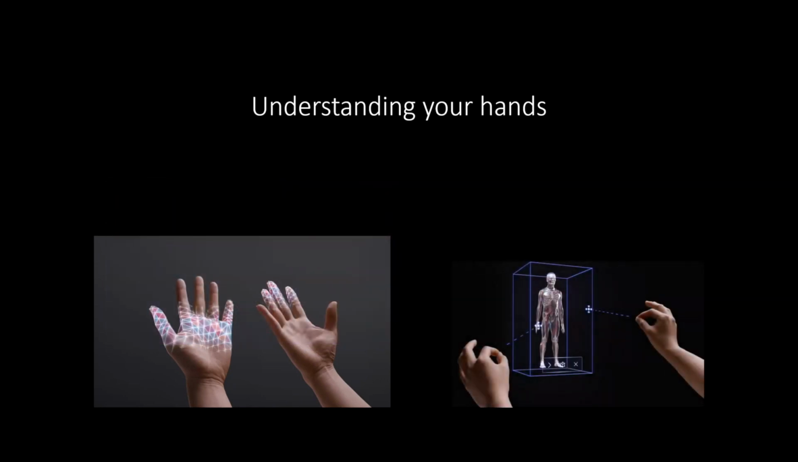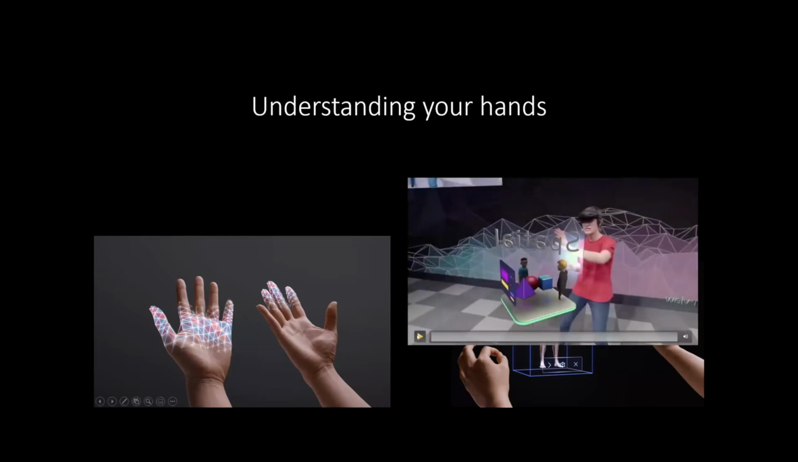Because we know where your hands are and we know where the hologram is, some elementary collision physics tells you when your hand is touching the hologram, and you can do many things. You can resize the hologram, you can rotate it, you can place it somewhere in the space. And here is how it looks in the video.